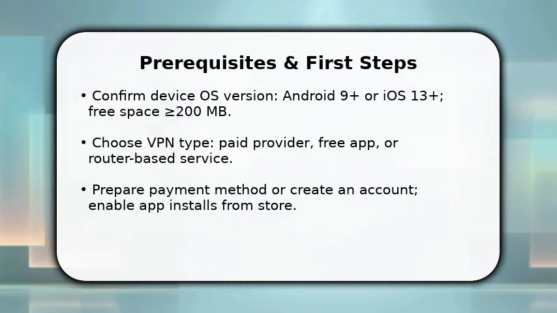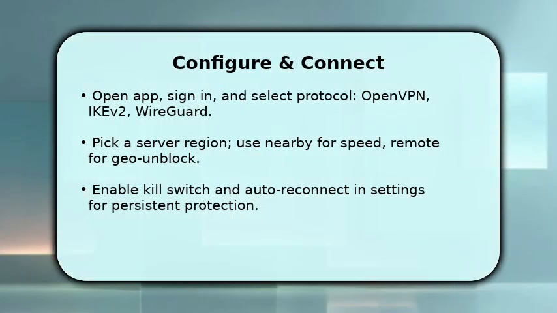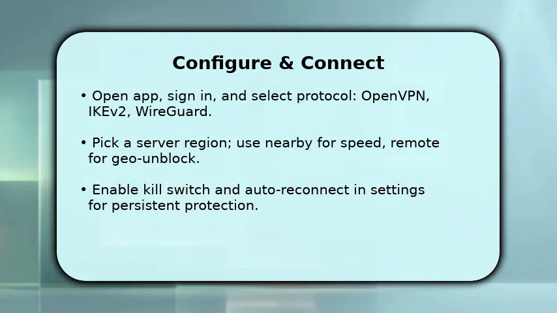You now configure the connection. Sign in and choose a protocol, WireGuard for speed, OpenVPN for compatibility. Once selected, test server choices. Pick a nearby node for lower latency or a remote country to access region-locked content.